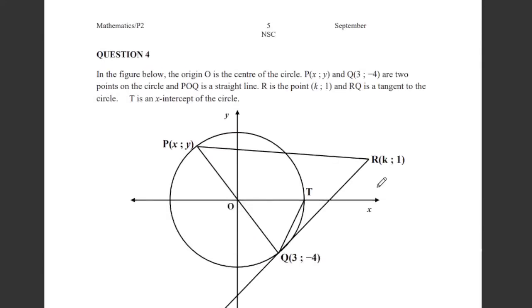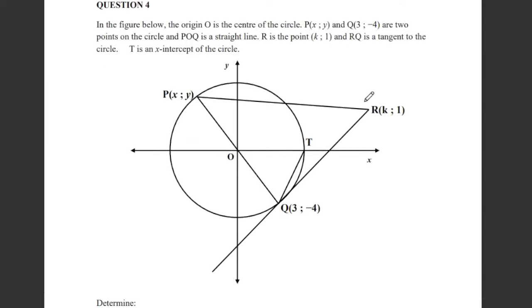Question number 4 deals with circles. With circles, we need to know the general equation of a circle. It's x squared plus y squared is equal to r squared. That's if the circle is centered at the origin. If it's centered at a point other than the origin, then (x minus a) squared plus (y minus b) squared is equal to r squared, where a and b represent the coordinates of the center. That we need to remember.